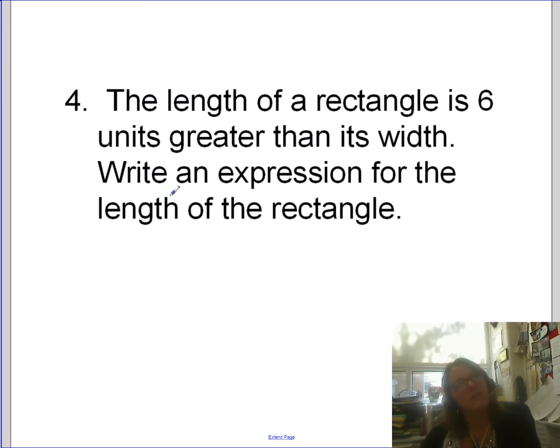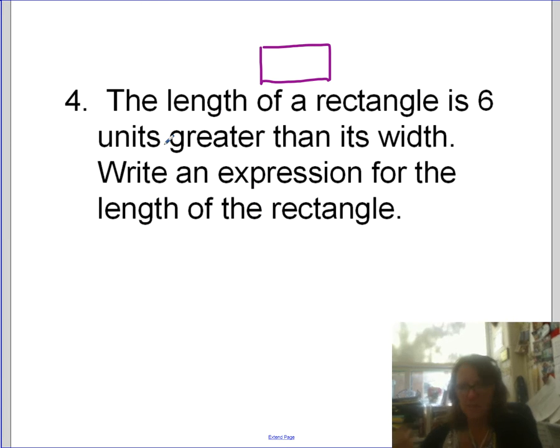Take a look at this one. It says the length of a rectangle is 6 units greater than its width. Okay, so first things first, I have to draw a picture, because the minute I see the word rectangle, that's what comes to my head. The length is longer, as 6 units longer or greater than the width. Write an expression for the length.